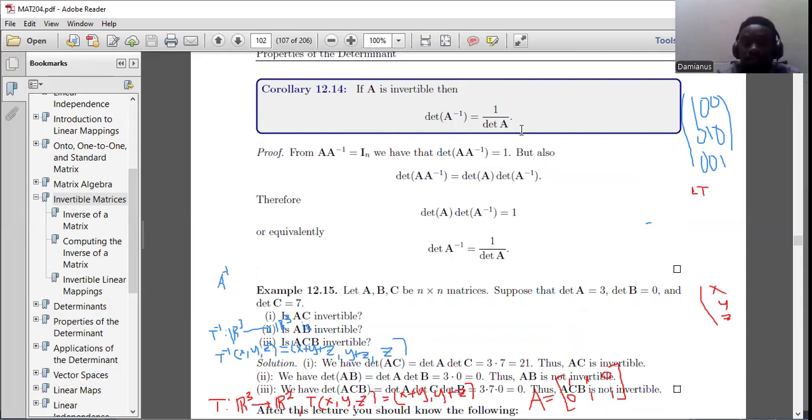This again is not too difficult to prove because all you will do is, we know that A inverse times A is I_n. So we have the determinant of A times A inverse equals 1 because the determinant of the identity is 1. So that means the determinant of A times A inverse, which is the determinant of A times the determinant of A inverse, equals 1. So the determinant of A inverse is 1 over the determinant of A.